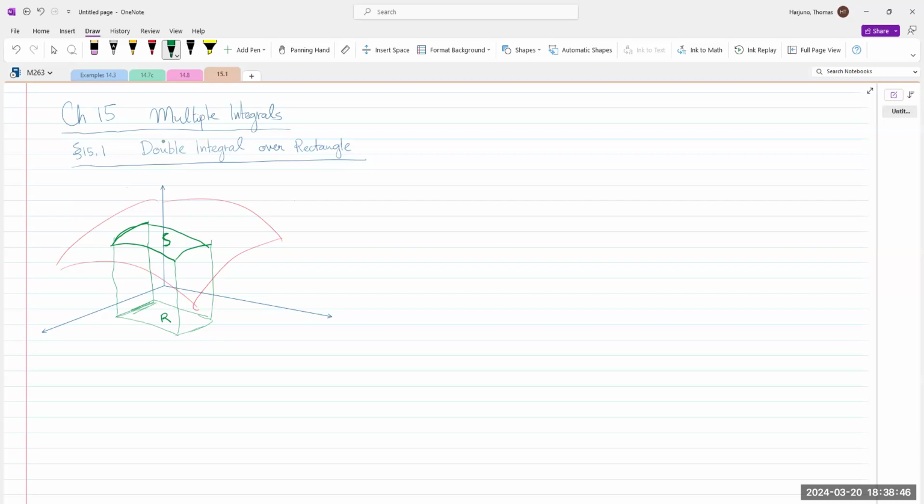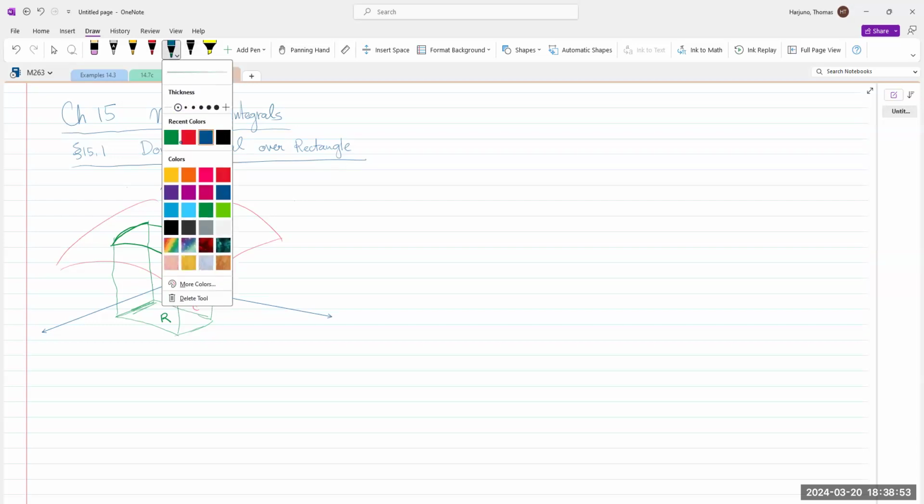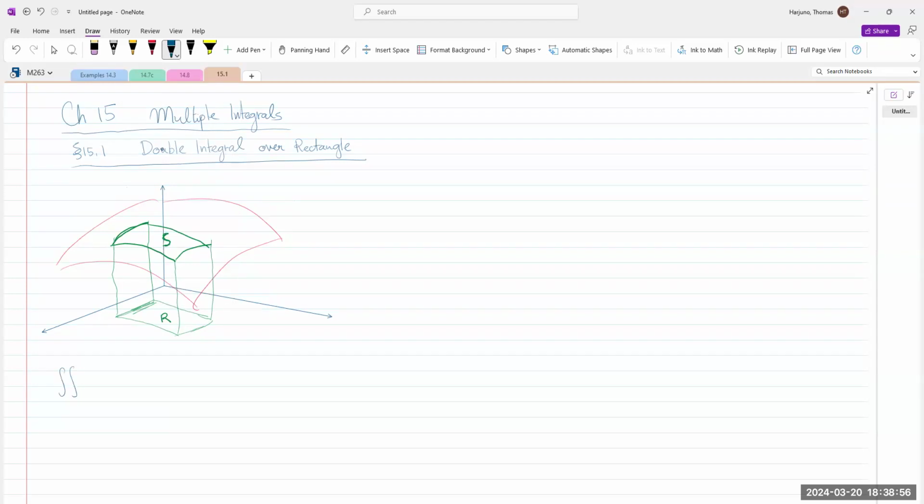How do we compute the integral? So let's write the notation first. We want to compute the double integral over domain R of the function f(x,y) dA. The question is, what does this mean? Before I answer that question, let's review a bit what we learned in Calc 1 about the single integral.